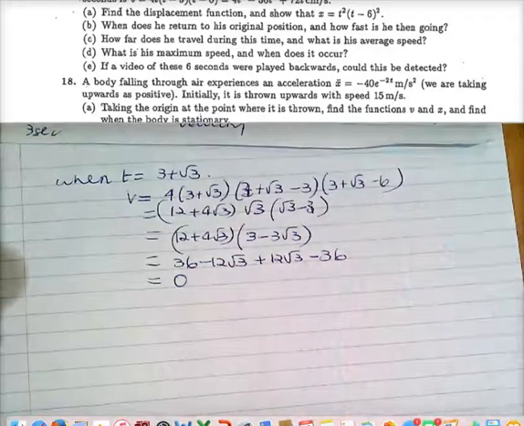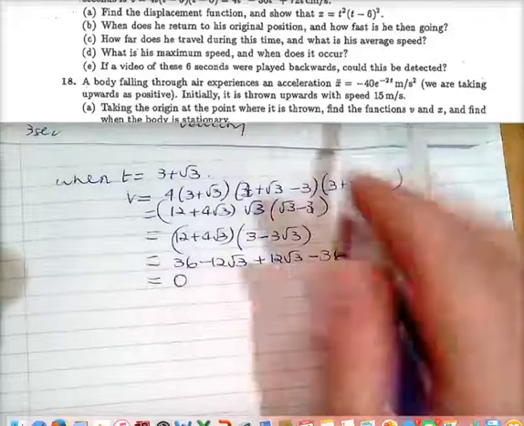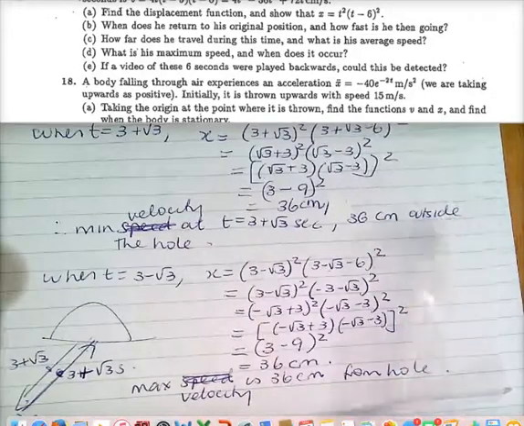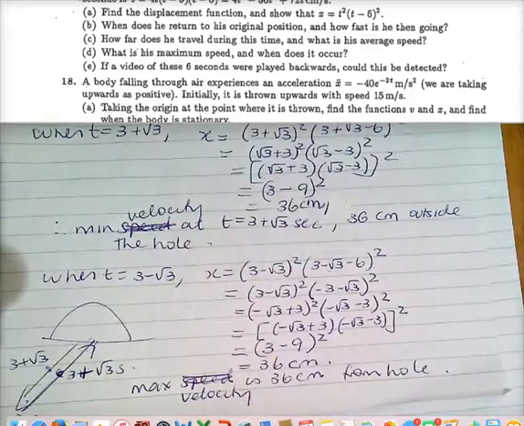plus 12 root 3 minus 12 times 3 is 36. That's the minimum velocity. Actually, that does make sense. So minimum velocity is 36 centimeters outside the hole.